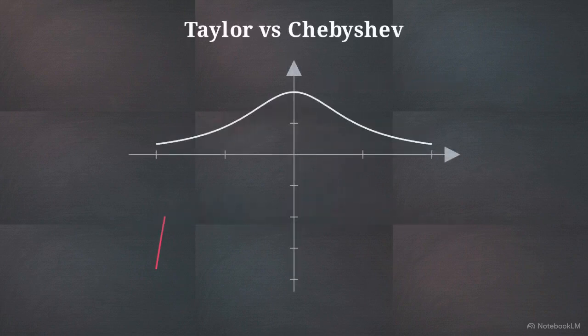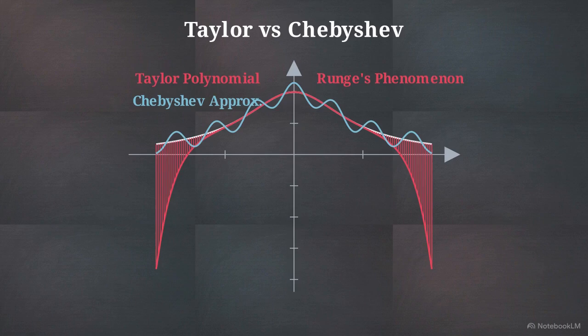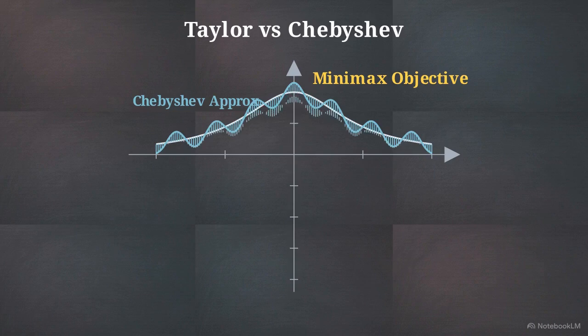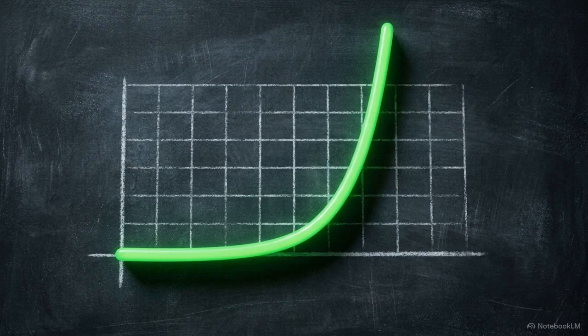Compare two approaches. The Taylor polynomial perfectly matches the center, but deviates sharply at the boundaries, called Runge's phenomenon. The Chebyshev approximation hugs the function edge to edge. This illustrates the minimax objective, distributing error to ensure the maximum possible deviation is as small as possible. Managing error across an entire interval requires moving past local approximations at a single point in favor of a global strategy. The core problem is this.